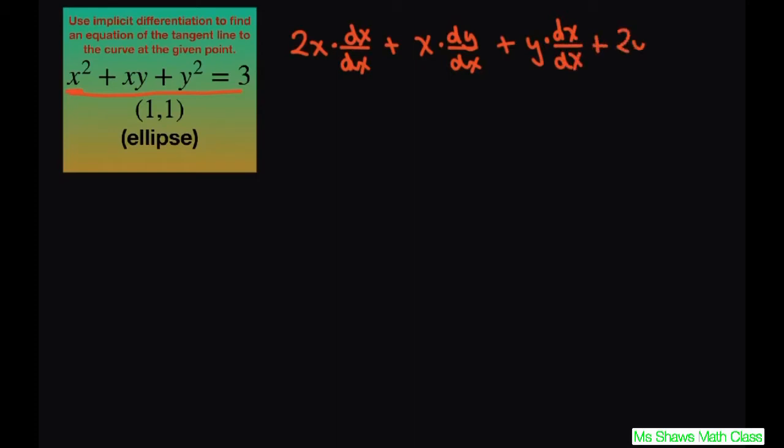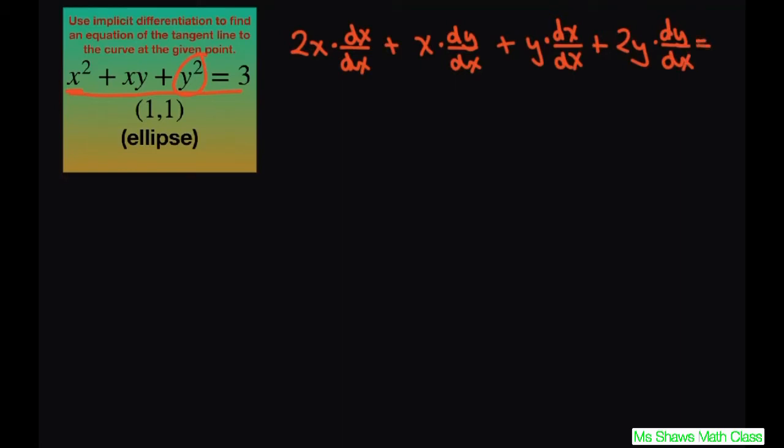So we take the derivative of each piece. For the x squared, that's just 2x, multiplied by dx/dx, plus, now we have to use the product rule, so it's x times the derivative of y, which is dy/dx, plus the derivative of x, which is just 1, so you have y times dx/dx, plus 2y for this term, times dy/dx.